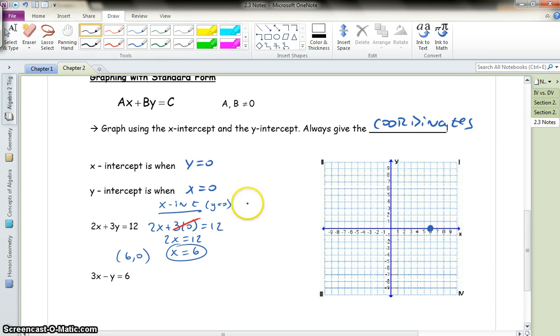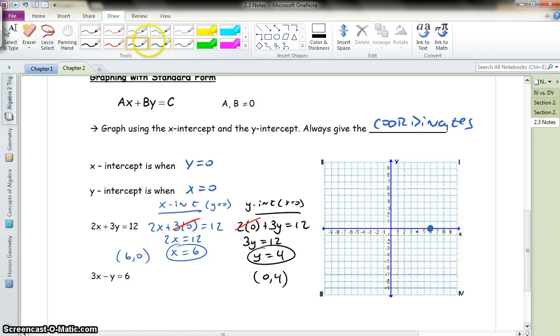Now let's find my y-intercept. Remember, your y-intercept is when x is 0. So we're using the same equation, but this time we have 2 times 0 plus 3y equals 12. This term's gone, and we're left with 3y equals 12. Divide both sides by 3. Y is 4, so (0, 4) is my next coordinate. Now that you have 2 points, draw your line.